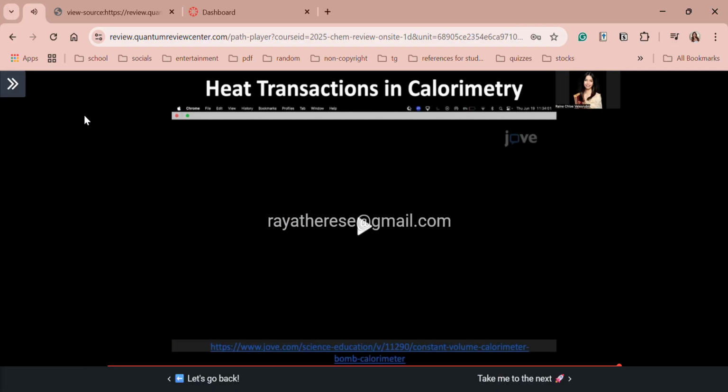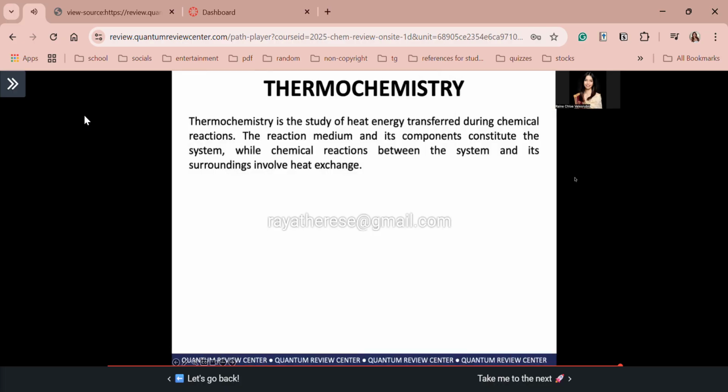Okay, now that is the basic concept on bomb calorimeter. Okay, I hope it's clear, guys. I hope clear tayo sa first part ng ating thermodynamics 1. Now, let's proceed to thermochemistry.